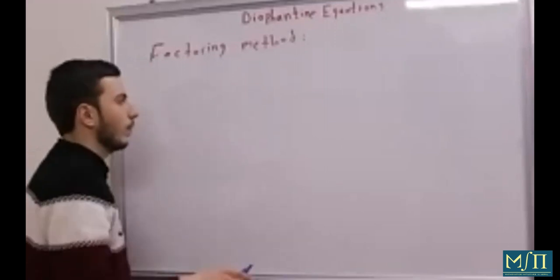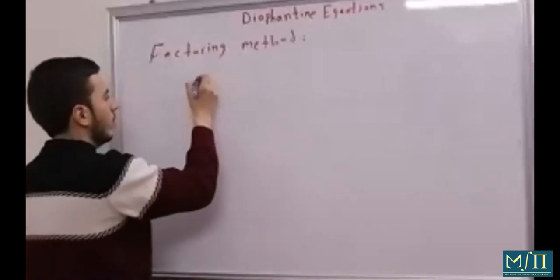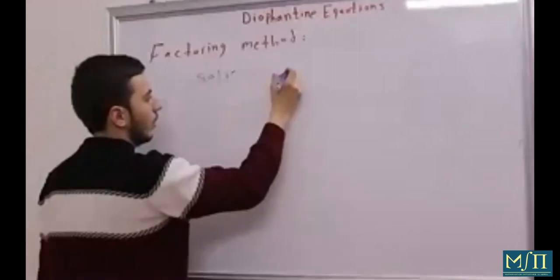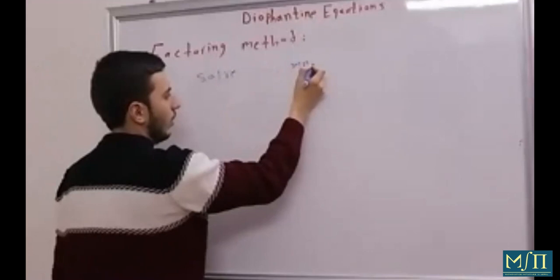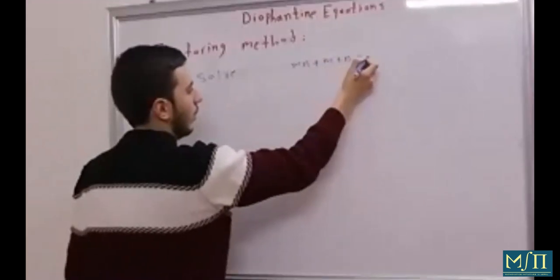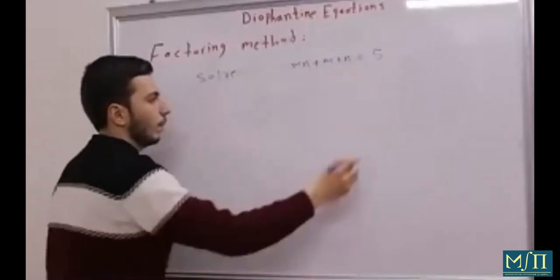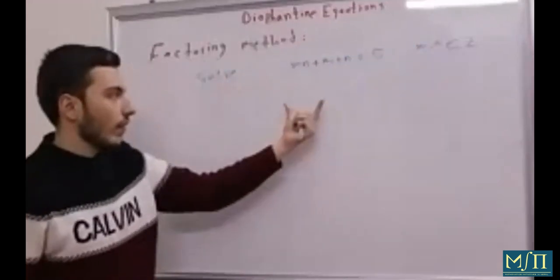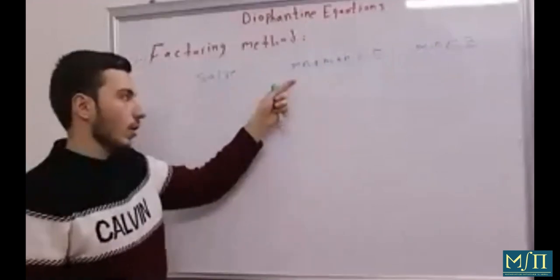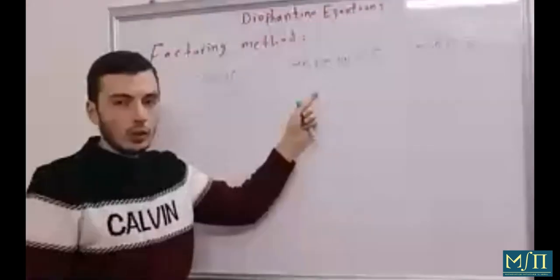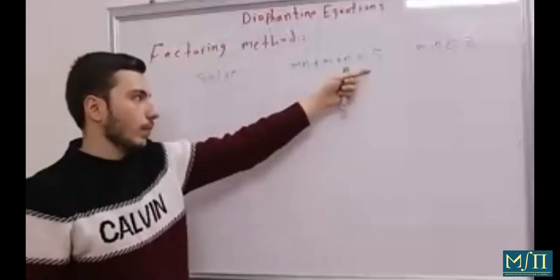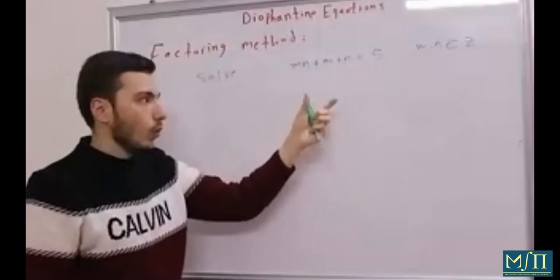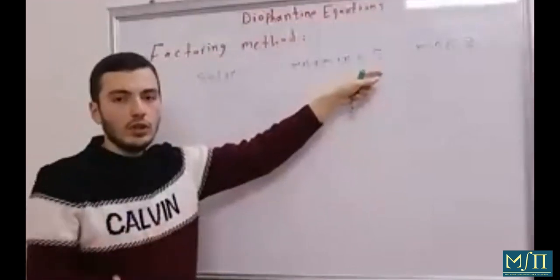So we are given this Diophantine equation. Solve m times n plus n equals 5. Of course, m and n are integers. So we have this m times n plus n equals 5. How can we solve this equation? Here is the idea. We will factorize the left-hand side, and on the right-hand side, as we mentioned, we'll have just an integer.